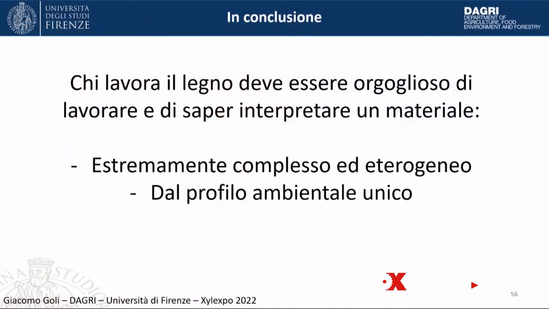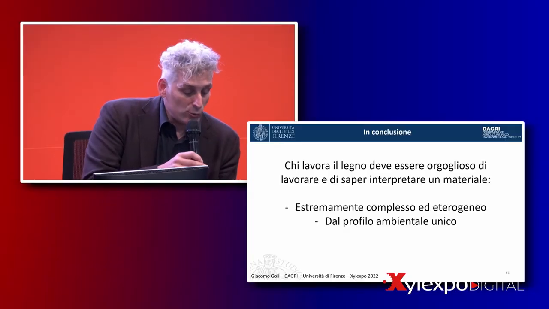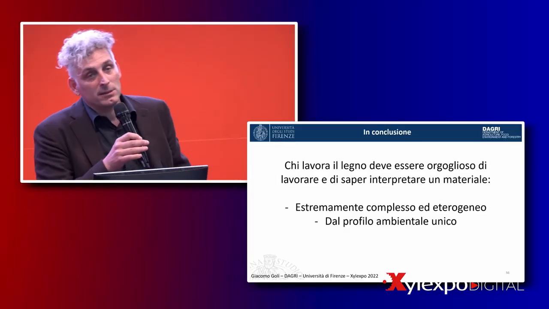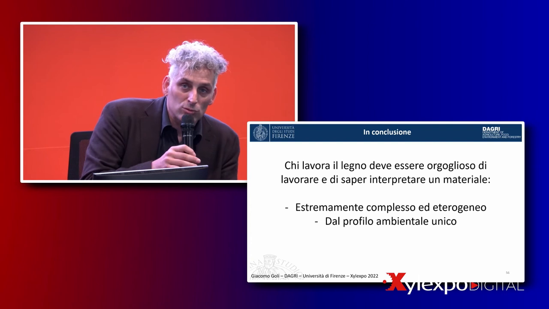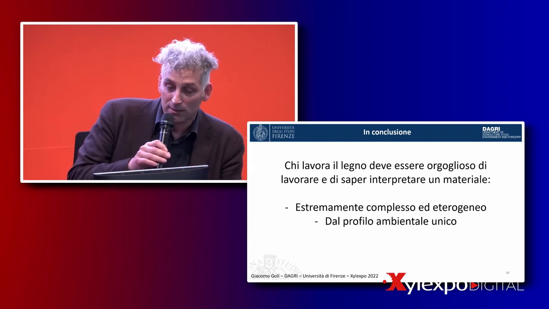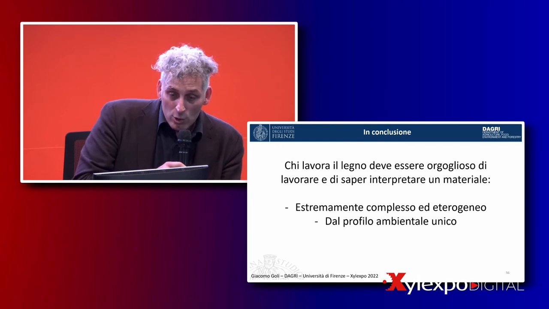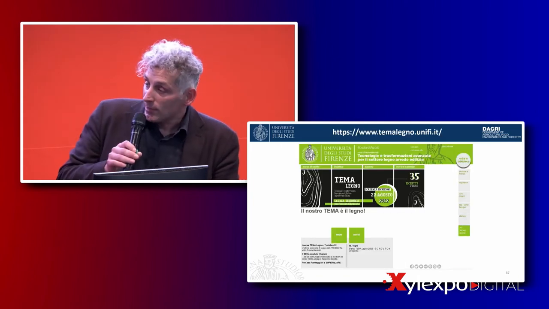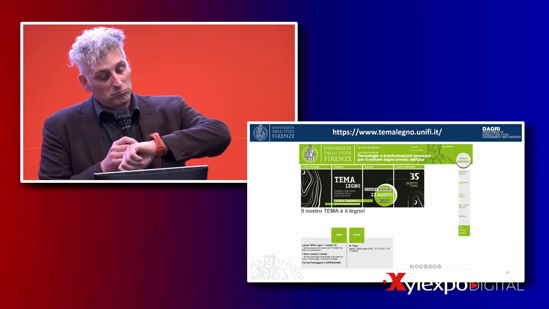So whoever works with wood needs to be proud to be able to work and interpret a material that gets extremely complex and heterogeneous. Metals are much simpler to be worked with. Wood is also a material that has a unique environmental characterization or profile, and from the point of view of environmental friendliness, it has nothing to learn from any other materials.